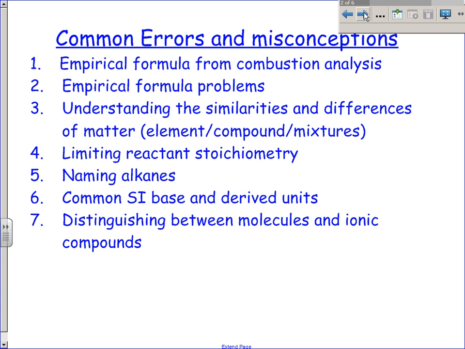Second is just empirical formulas in general. There are often some common mistakes there. Third most missed question, and this one's always frustrating because it's such a basic idea, is some understanding of similarities and differences between the different types of matter: elements, compounds, and mixtures. We're also going to look at limiting reactant stoichiometry. That's a heavily missed math idea.